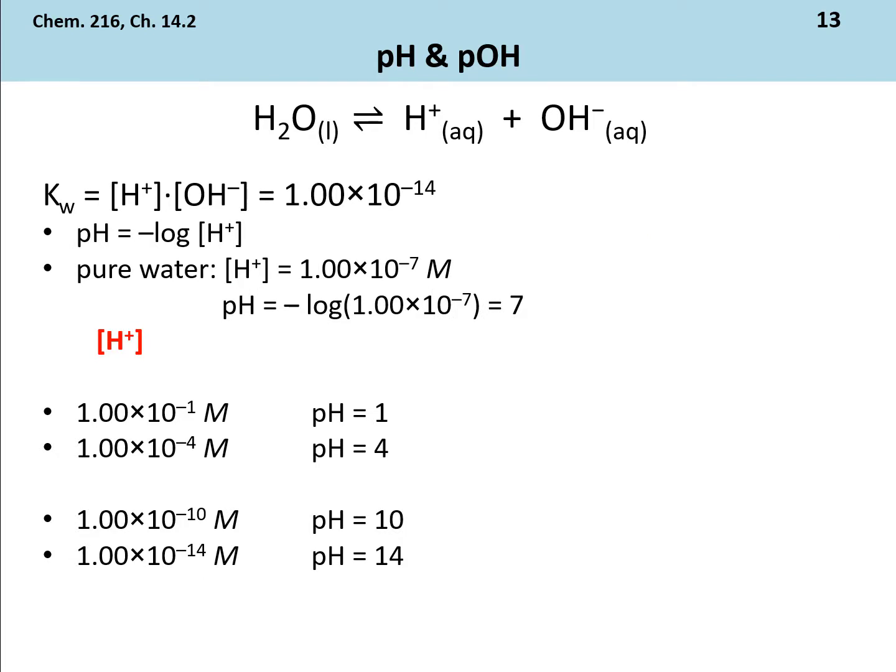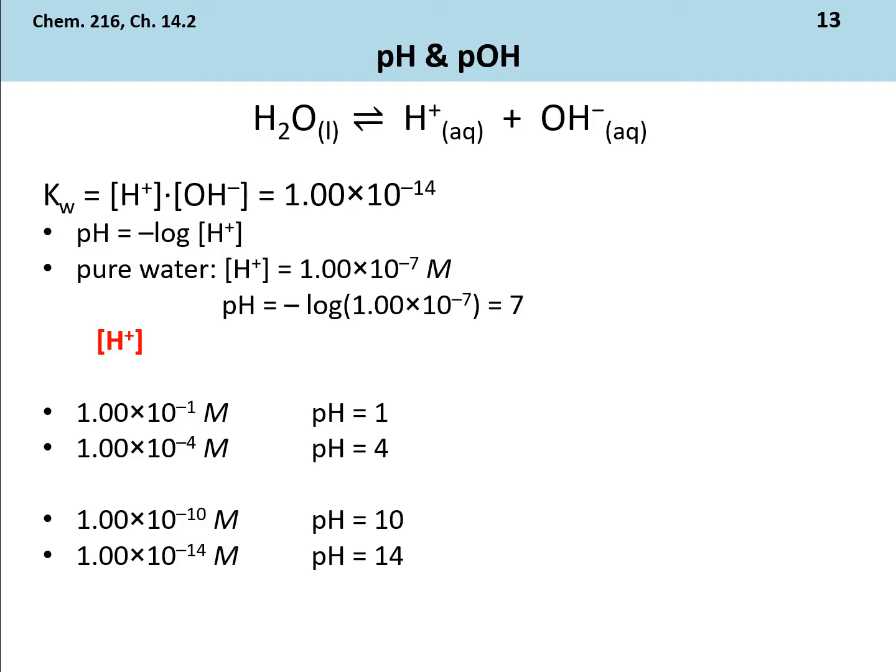Okay, these are just some values for H plus. If I had 1 times 10 to the negative 1, my pH would be 1. If I had 1 times 10 to the negative 4, my pH would be 4. 1 times 10 to the negative 10, pH 10, right? And 14. This is basically just the definition of what pH is.